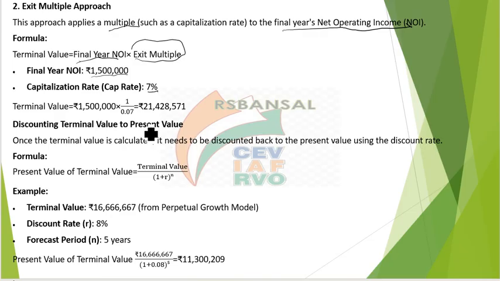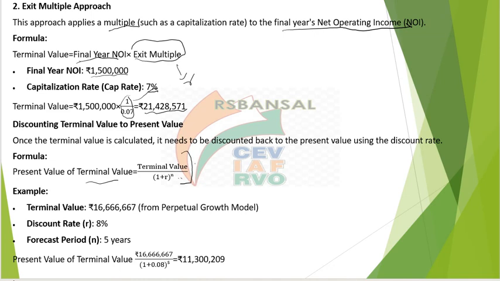So you can find out the terminal value by multiplying it with YP, which is 1 upon R. So you can find out the terminal value in this case: 2 crore 14 lakh 28,571. So if you have to do discounting, you can find the present value of the terminal value by the formula terminal value divided by (1 plus R) raised to power n. So this value will be added to the net present value you have calculated.